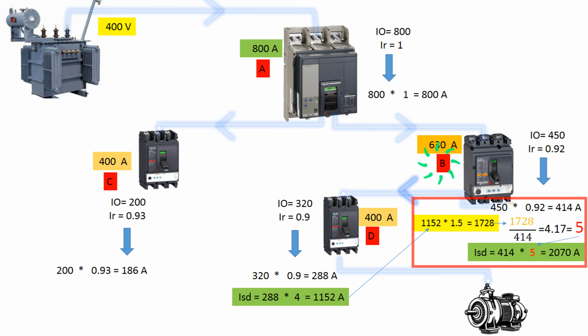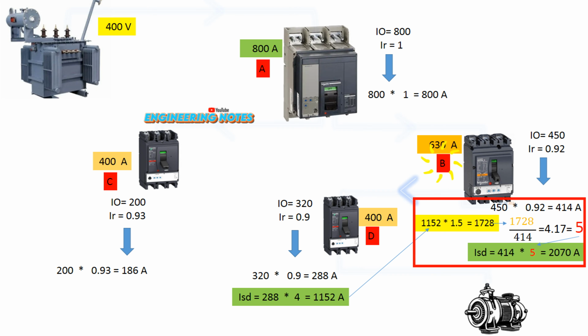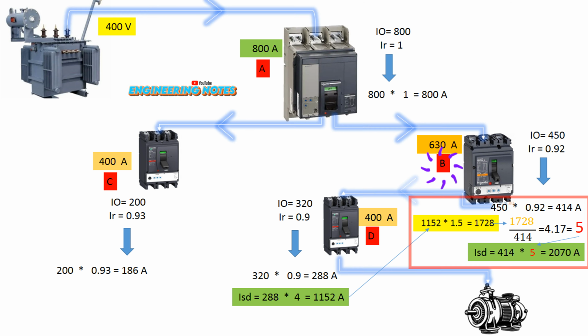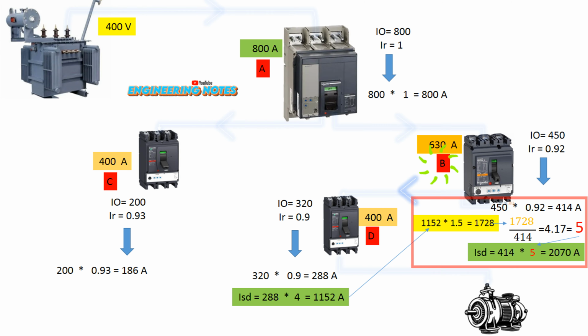Alright, now a question comes up. What ISD range should we select so that the short circuit is cleared at 1758 amperes? To determine the ISD range, we need to divide 1758 by 414, which is the overload current setting. Doing this calculation, we get 4.17. But there is no ISD range of 4.17. So we must select the next higher available range, which is 5. Since we chose a new ISD range of 5, the short circuit trip value changes, and we must calculate it again. Now we multiply 414 by 5, which gives us a new value of 2070 amperes. This means that if a short circuit occurs downstream of this breaker, the breaker will trip when the current reaches 2070 amperes.